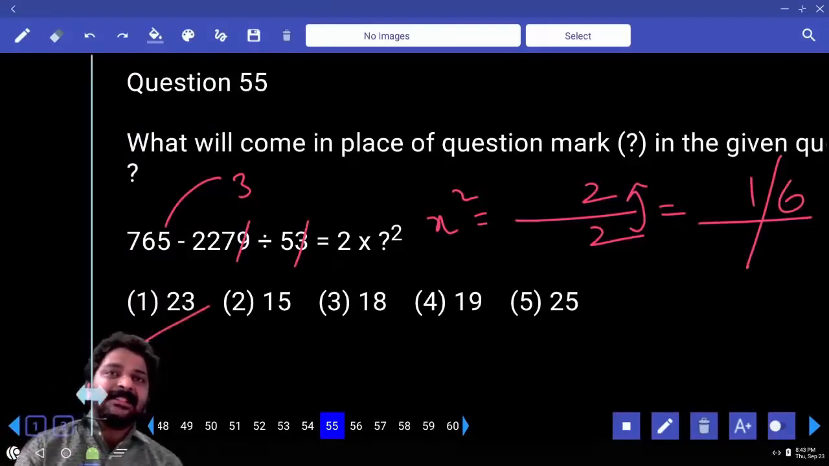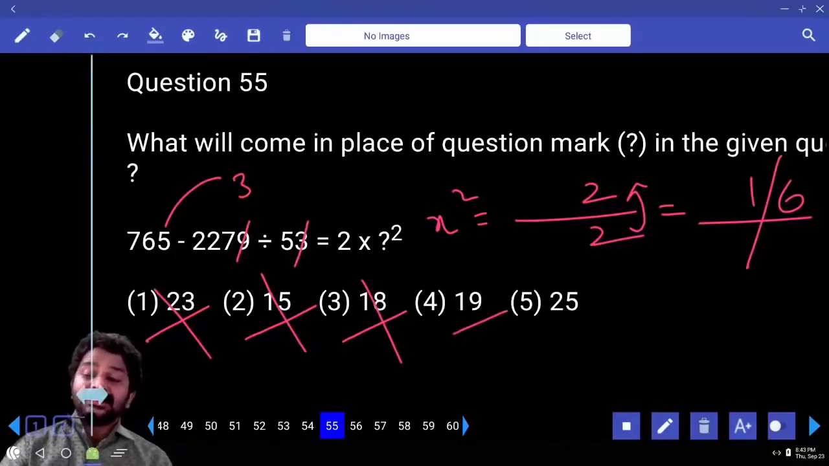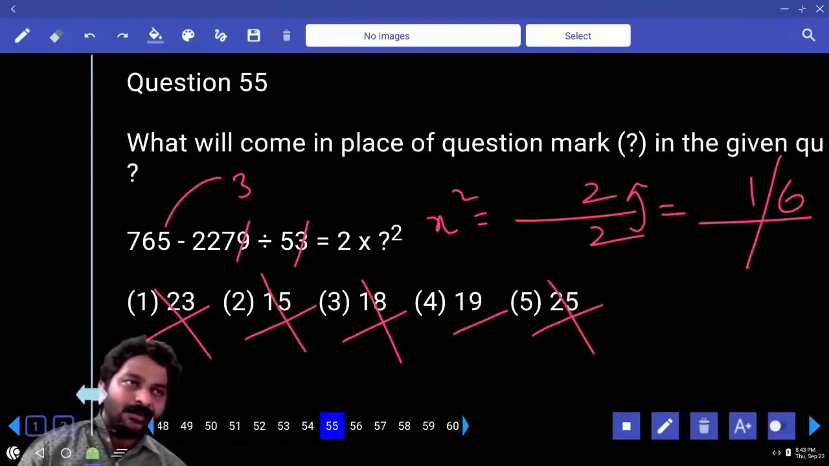3 square ends with? This cannot be the one. 5 square ends with 5. 8 square ends with? This cannot be the one. 9 square ends with? That may be the answer. 5 square cannot be the answer. Fourth option final. We verified only the last digit. Are you able to follow?